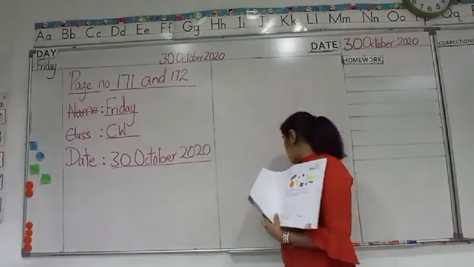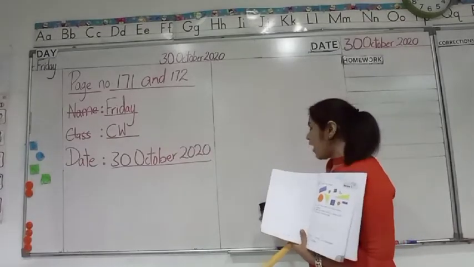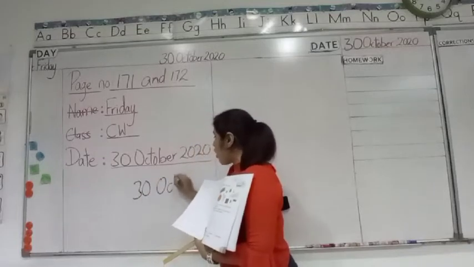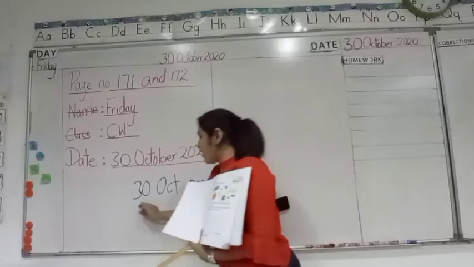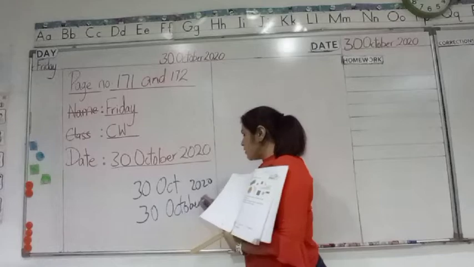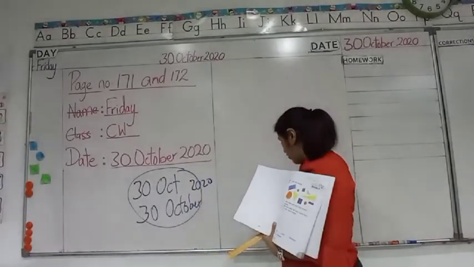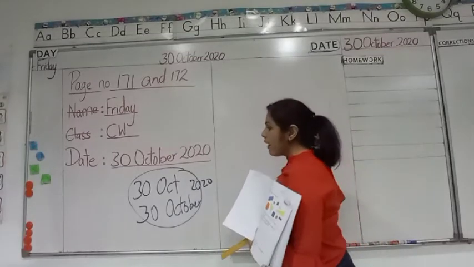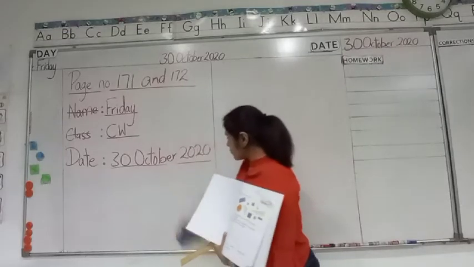Please do not write half date. I do not want to see half word. There are some children who are writing 30th Oct. Okay, and then 2020. Some are writing 30th October. That's it. So I don't want this. Please, this is not the first time. This is your second term. By now you should know how to write the date. So please write a complete date.